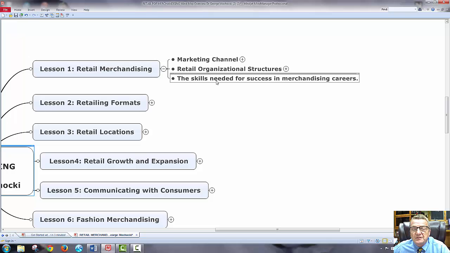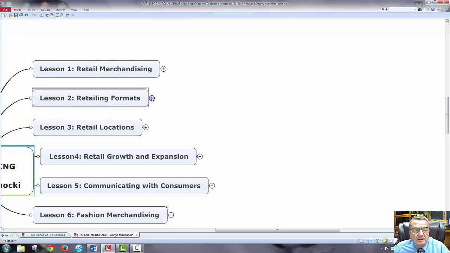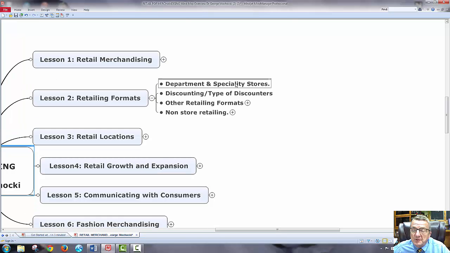And then what skills are needed for success in a merchandising career? Some of you are taking this course because this is where you want to go. This is where you want to advance your career. So what do I need? We'll just generally go over and look at it. We'll provide you some websites where you can look at what kind of skills I need. And you're on the right track right now, taking this course. Okay, so that'll be our lesson one. Now lesson two is department and specialty stores.